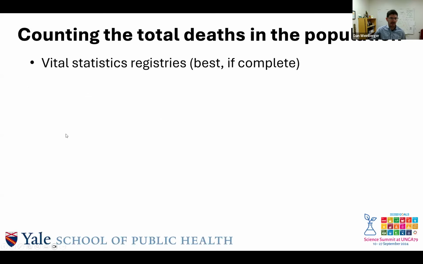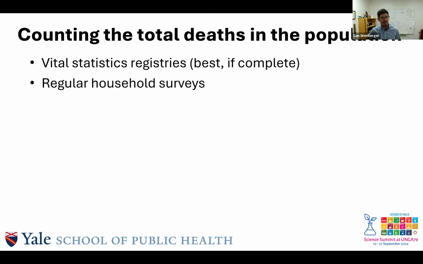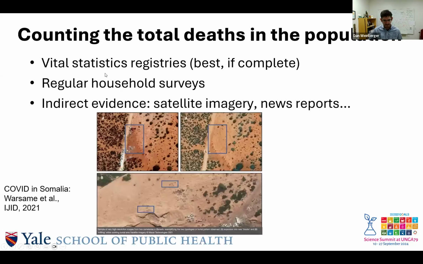So for the first piece, we need to basically get a count for the total deaths in the population. And there are a number of ways we can do that. Ideally, we'd have good vital statistics that capture 100% of the deaths in the population. So that's our best case scenario if it's available. That's often not available in many parts of the world, as we saw in some of the maps that Dr. Flaxman was showing. So you can rely on regular household surveys in a health surveillance system where you go around and regularly ask people how many people were born and how many people died in a household, which gives you some sense of the number of deaths and the characteristics of those deaths.